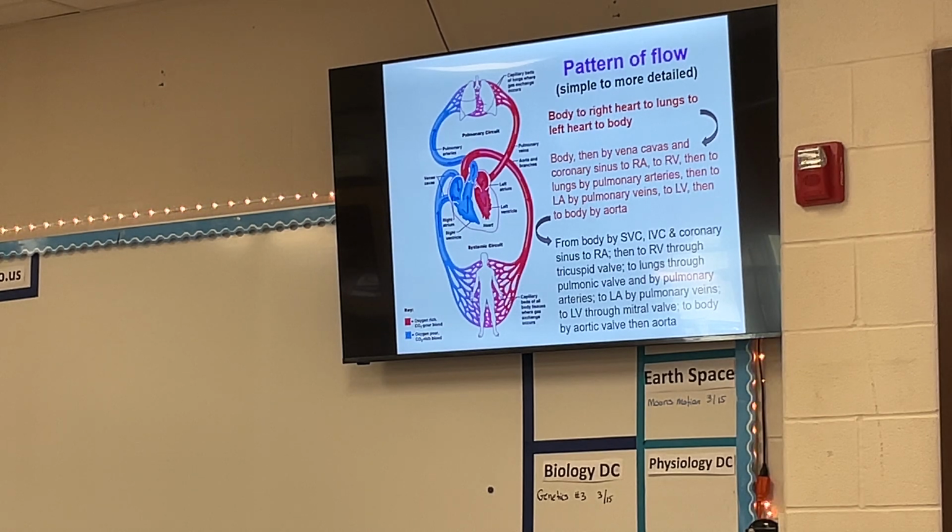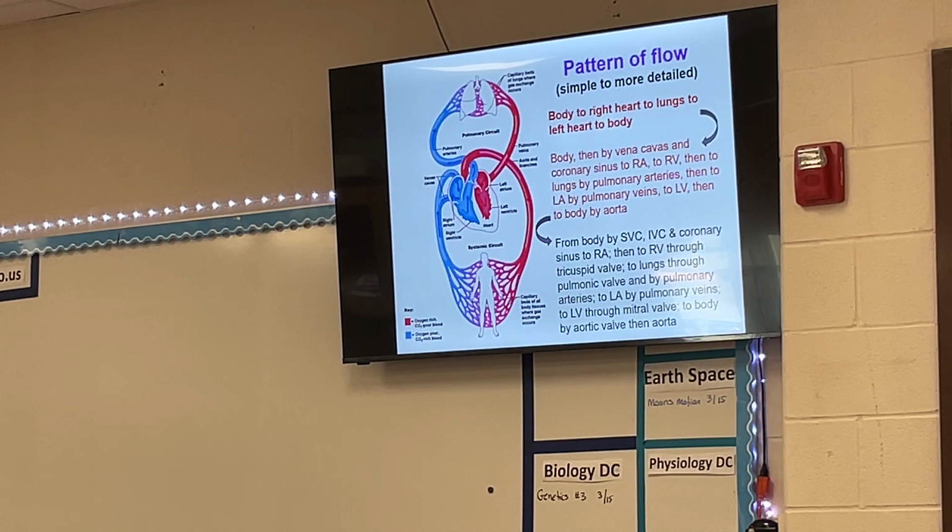I found this slide and I thought it was an interesting way to describe it. This is starting at the most simple and then going to more complex and detailed. If you wanted to describe the pattern of flow in one sentence, this is about as simple as you could get. Body to right heart to lungs to left heart to body. I mean, you really can't get much more simple than that line. It goes from the body to the right heart, to the lungs, to the left heart, to the body. That is about as simple as you can describe the blood flow.